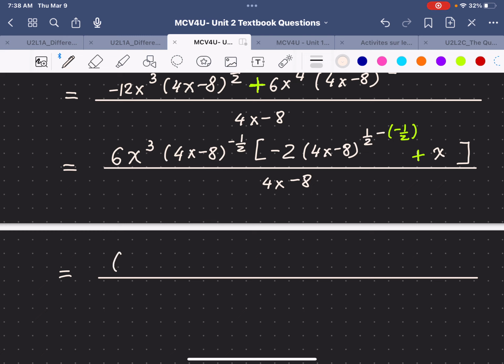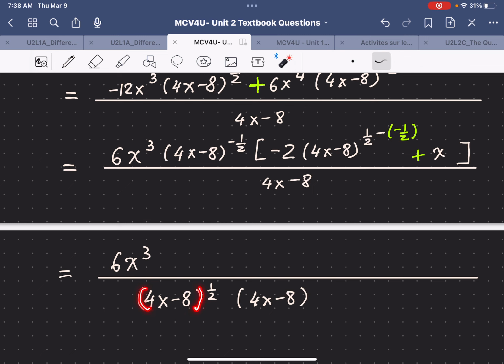All right, so we have 6x to the power of 3. Now you see that this is a factor in here. It has a negative power, so we'll bring that down. 4x to the power of 1, 4x minus 8 to the power of 1 over 2. And we already have a 4x minus 8 here, which now we'll keep in brackets because it's multiplying the factor we brought in, right? And if you want to make the power visible, because as you can see, we are going to prepare them to join each other, then just give it a power of 1.